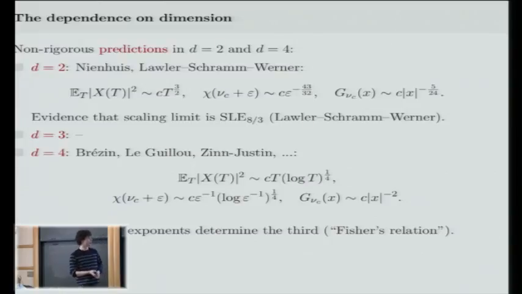In dimension 4, on the other hand, we expect logarithmic corrections to the behavior of the simple random walk. So the squared end-to-end distance is expected to grow like t log t to the quarter. The susceptibility is expected to blow up like epsilon inverse times log epsilon to the quarter. And the 2-point function is expected to have the same decay as the simple random walk 2-point function. So there are no logarithmic corrections for the 2-point function.